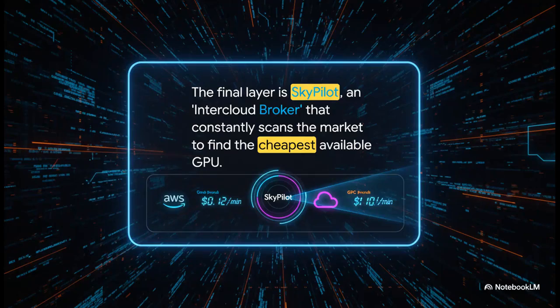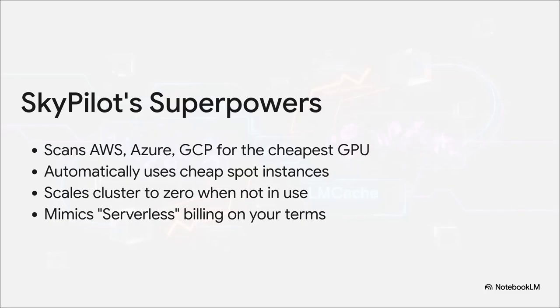Okay, and for the grand finale, the piece that ties this whole money-saving machine together, it's called SkyPilot. The easiest way to think about it is like a super smart, automated stockbroker for your cloud compute, always hunting for the absolute best deal on the market. SkyPilot's job is pretty simple. It's constantly scanning AWS, Azure, GCP, even places like Lambda Labs, looking for the cheapest GPU it can find, right now. It'll automatically grab those cheap spot instances whenever they pop up. And, this is so crucial, when nobody's using your service, it scales your entire cluster down to 0. You literally only pay for what you use down to the second.